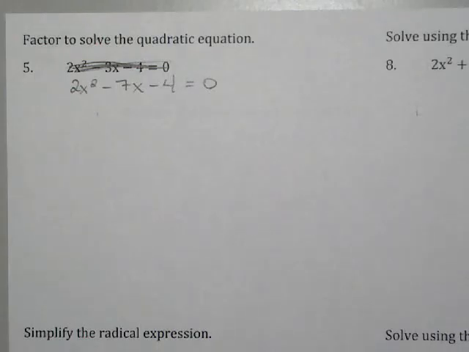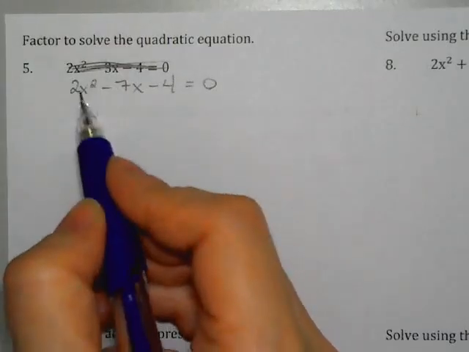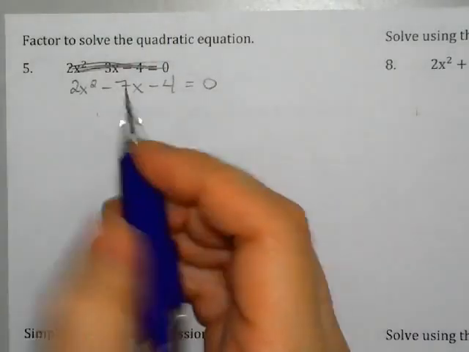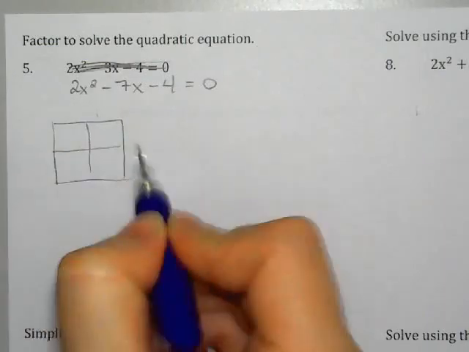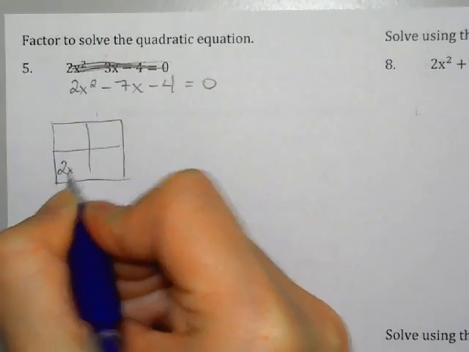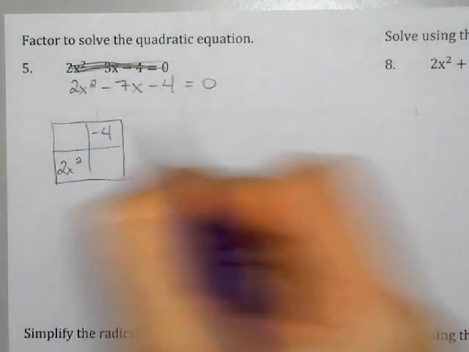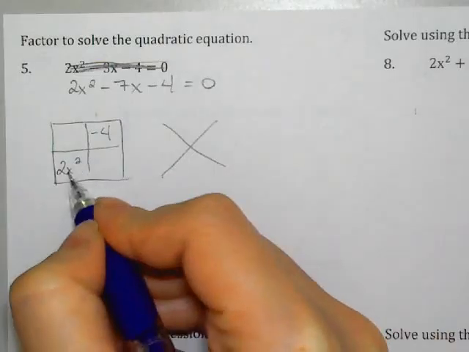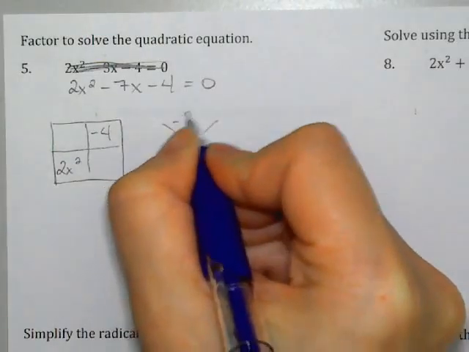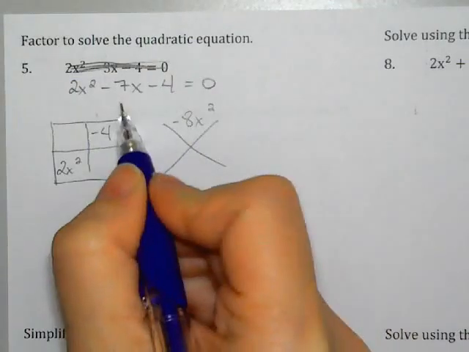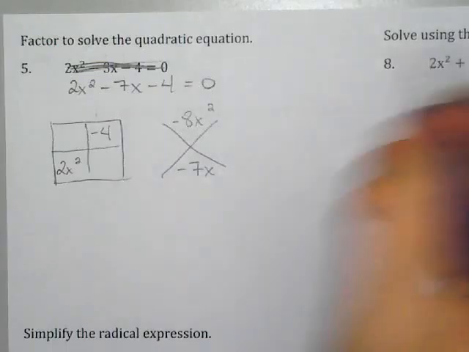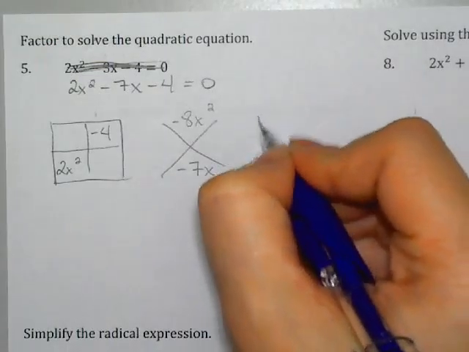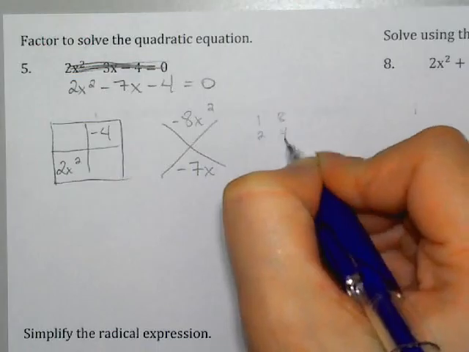We're going to factor this the same way that we did the last one and solve it the same way we did the last one. It's just going to be slightly different because the number in front of the x squared, a, is not 1. So the box: 2x squared in the lower corner, negative 4 in the upper corner. Multiply those together. 2 times negative 4 is negative 8, x squared. Take your center term, or your x term, put it on the bottom, so negative 7x. And then factor 8. 1 and 8, 2 and 4.